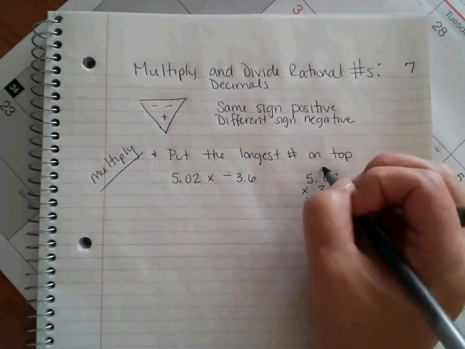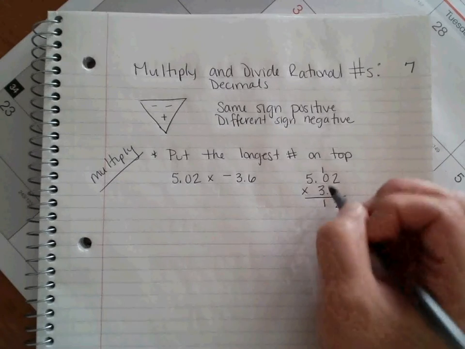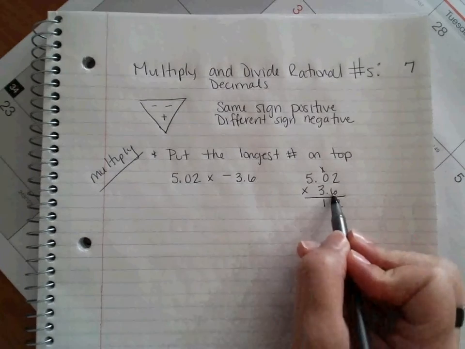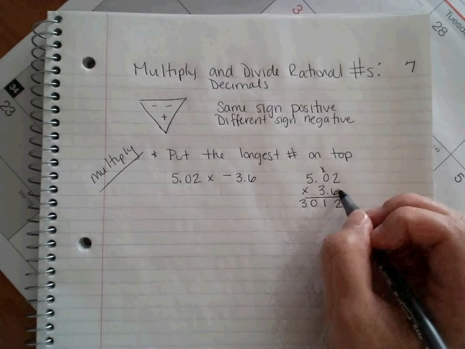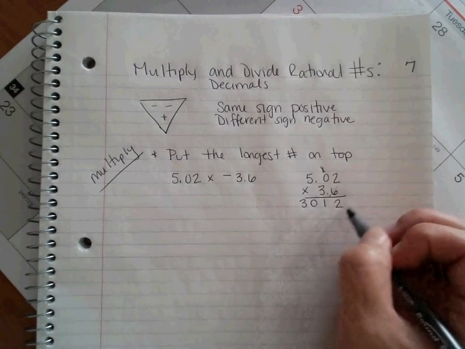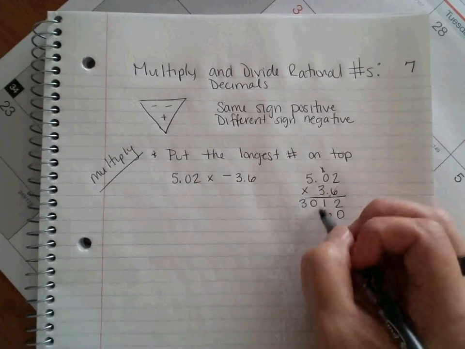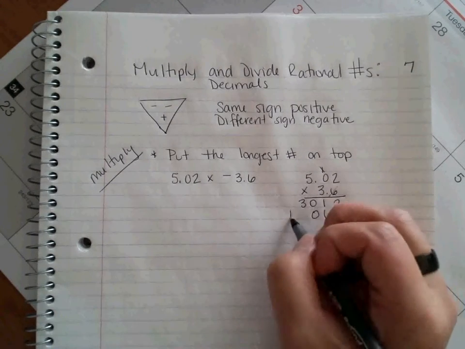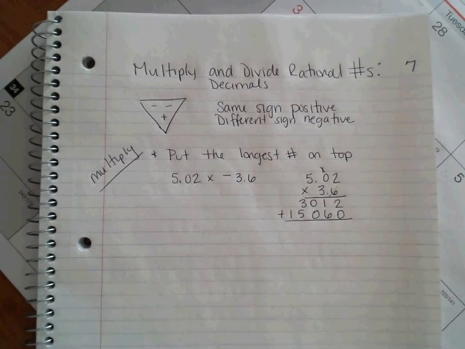6 times 2 is 12, carry my 1, 6 times 0 is 0, plus 1 makes 1. I'm using that, so I'm going to cross it out. 6 times 5 is 30. Got to go to my next number. I'm done with this now. The 0, 3 times 2 is 6, 3 times 0 is 0, 3 times 5 is 15. I get here, and I'm adding them together.